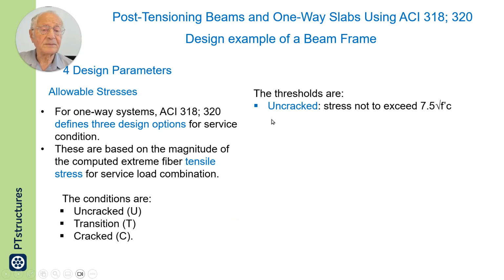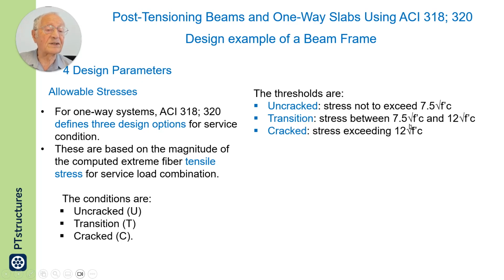The decision is made on the calculated tension stress at the extreme fiber. If it is less than this amount, the section is assumed to be uncracked. If it is between this and 12 square root, it is defined as transition. And if it is greater than 12 square root, it is defined as cracked.